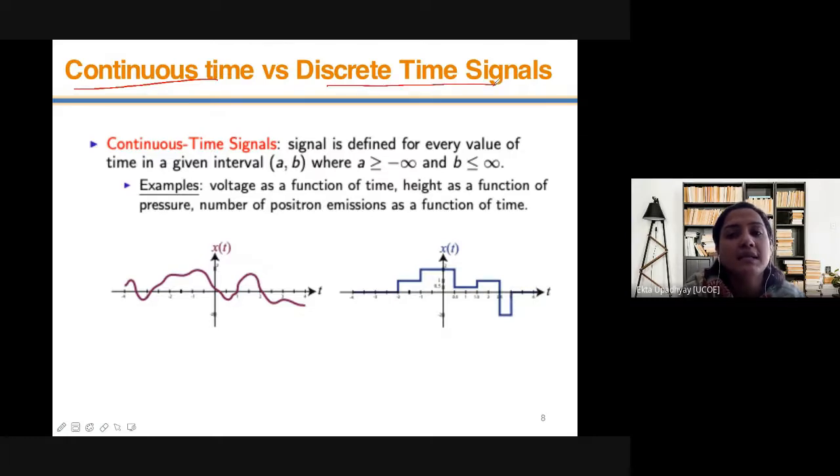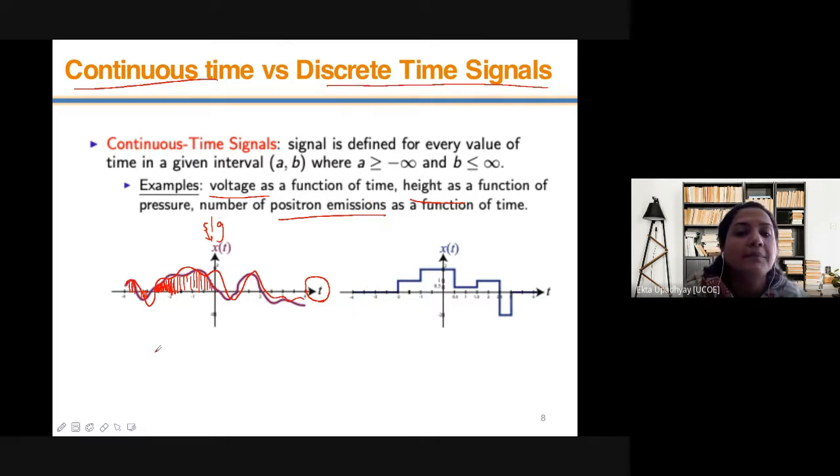Continuous time versus discrete time signals. So continuous signals are obviously dependent. We are taking our independent variable as time, and x of t is the signal which is dependent on time. A signal is defined for every value in time. So each and every microsecond that I have here will have a signal value for it. So that is nothing but a continuous signal. And in this continuous signal, I will get a waveform. That is what you can see here. So I can say that this signal is a voltage. It could be height. It could be the number of positron emissions as a function of time. It could be anything. So these are continuous signals for me.